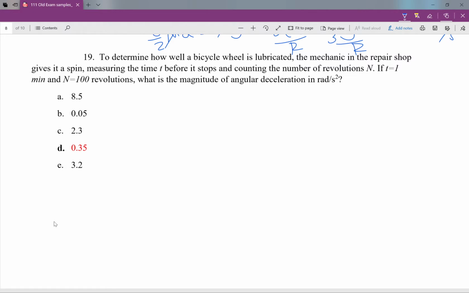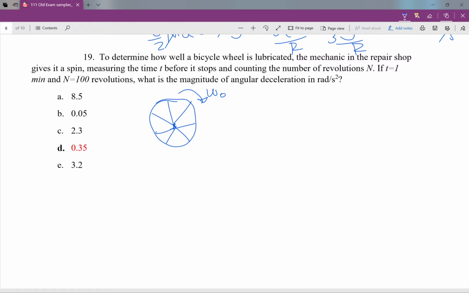To determine how well a bicycle wheel is lubricated, the mechanic in the repair shop gives it a spin. So that means there has to be some sort of initial speed, some initial angular speed more specifically, since we're talking about rotational motion. Here's our wheel, and we're going to give it some initial angular speed, omega 0.